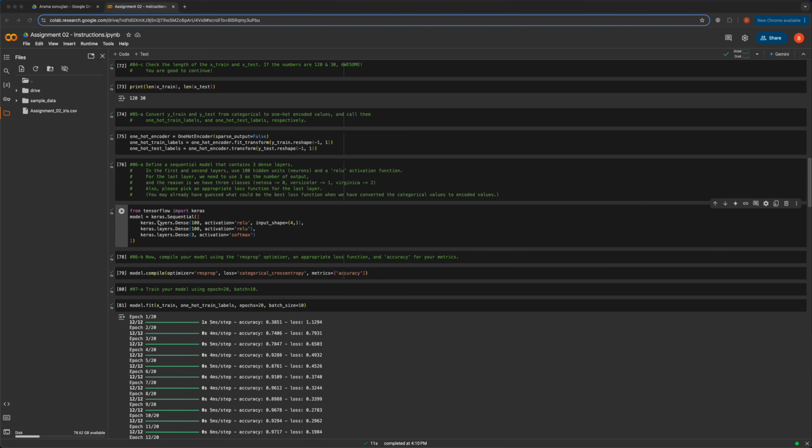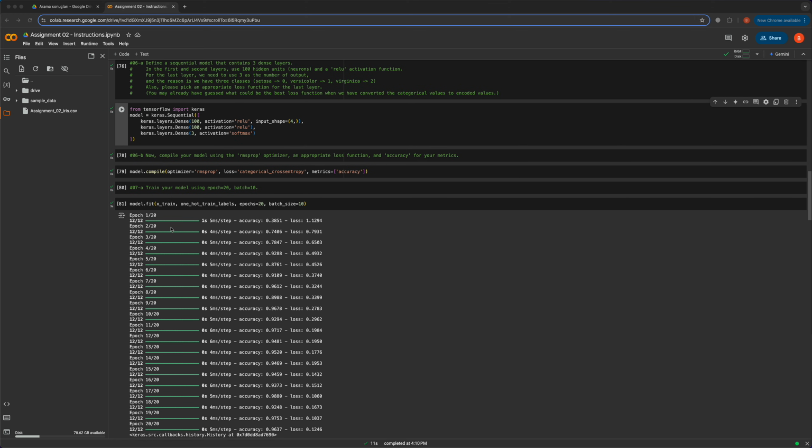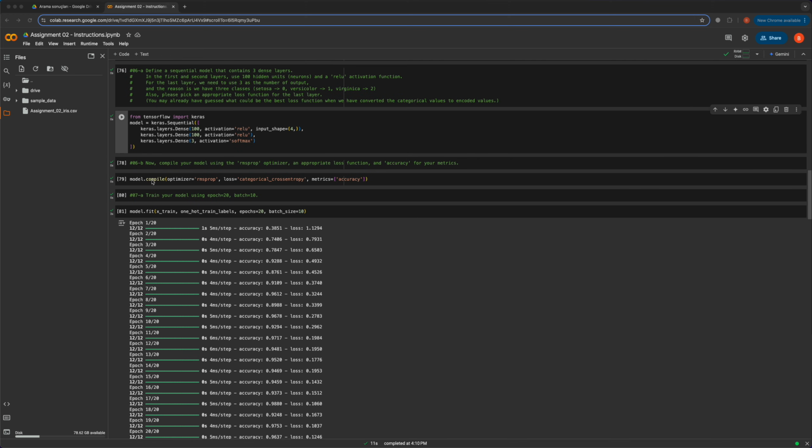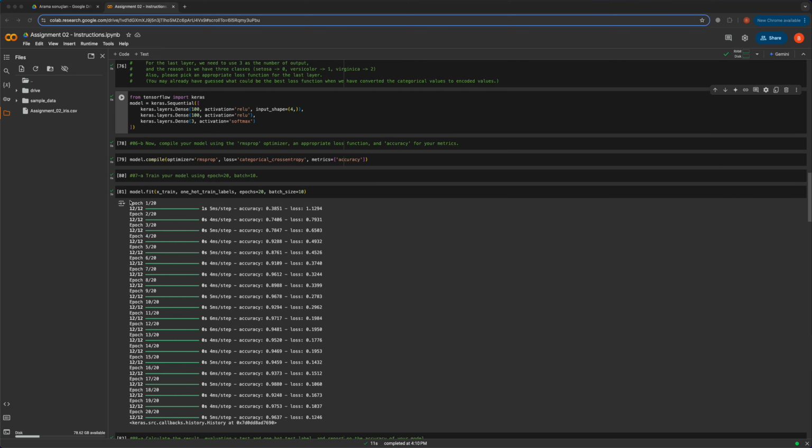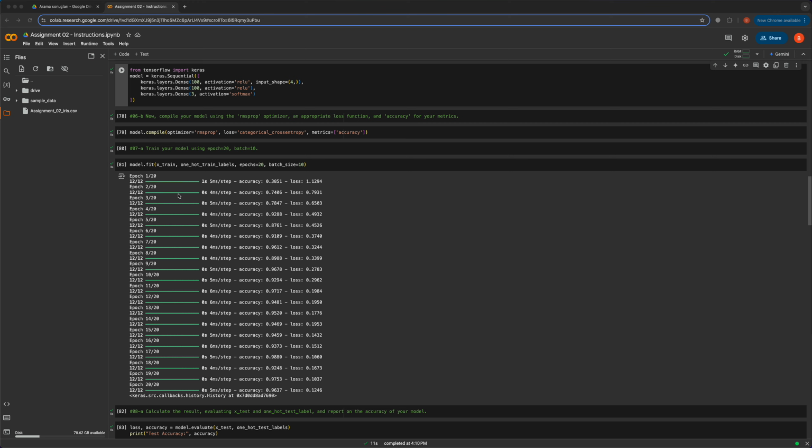Now we define our neural network model using TensorFlow and Keras. The model consists of 3 layers. We compile our model using the RMSprop optimizer and the categorical crossentropy loss function, which is commonly used in classification tasks. Then we train our model with 20 epochs and a batch size of 10.